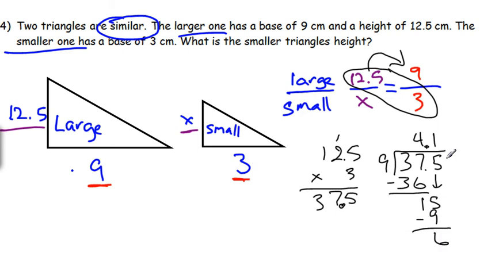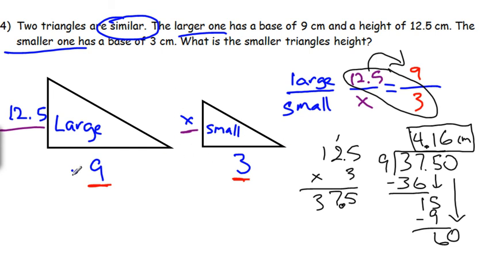And this might go on for a little while. We'll just do one more decimal. So 9 will go into 60, what, 6 times? And 6 times 9 is 54. And we could keep going, but let's just leave it at that. So this is going to be about 4.16 centimeters. Okay.